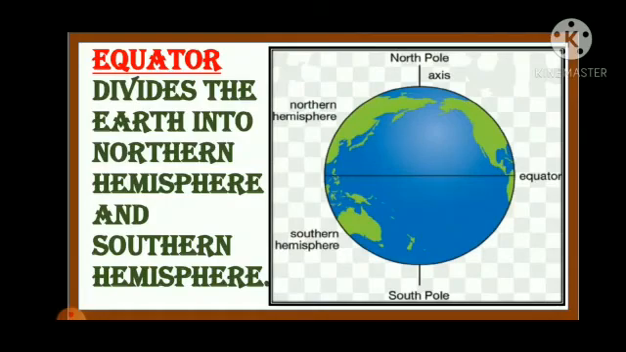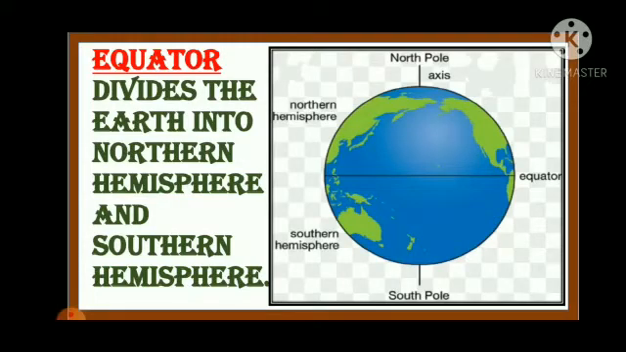There is another imaginary line around the earth which is exactly halfway between the poles. It is called the equator. See this picture? One line in the middle of the earth dividing the earth into two halves. The northern portion is known as the northern hemisphere and the southern portion is known as the southern hemisphere. Okay? And the line which divides the earth into the northern hemisphere and southern hemisphere is known as the equator.